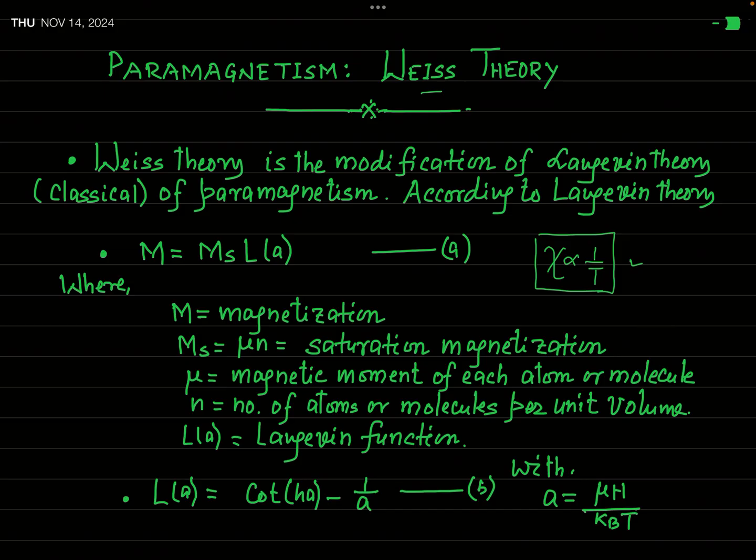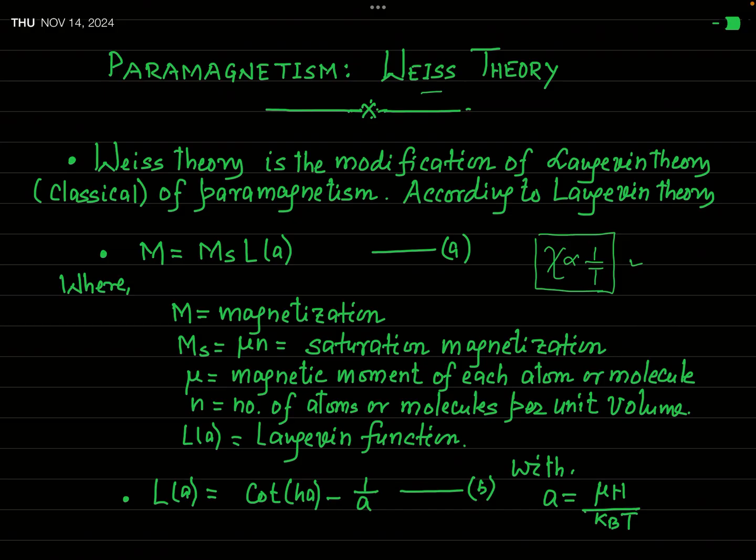You know, Langevin theory is a classical theory. So on the same line, on the classical line, Weiss has modified Langevin theory. And in this lecture, we are going to see the modification of Langevin theory of paramagnetism by Weiss. So the Weiss theory is not an independent theory. This is just a modification of Langevin theory.